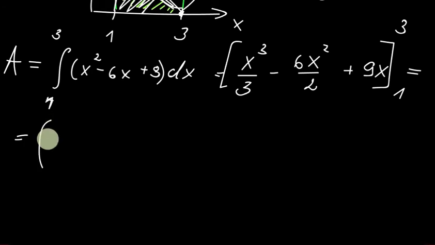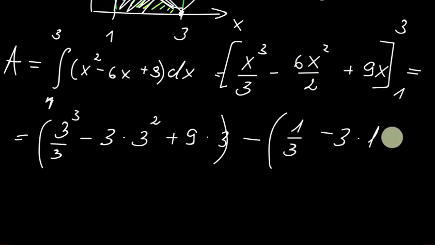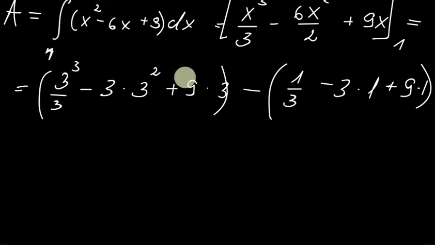Once we do that, we get 3 cubed divided by 3 minus, this is actually just 3, because 6 divided by 2 is 3, so 3 times 3 squared plus 9 times 3, now minus, and all the same with 1, so 1/3 minus, this is 3, don't forget, so 3 times 1 plus 9 times 1. So we need to find out what this is equal to.